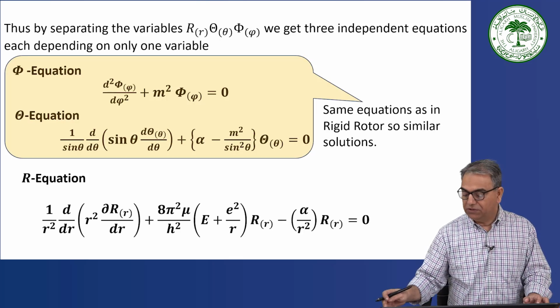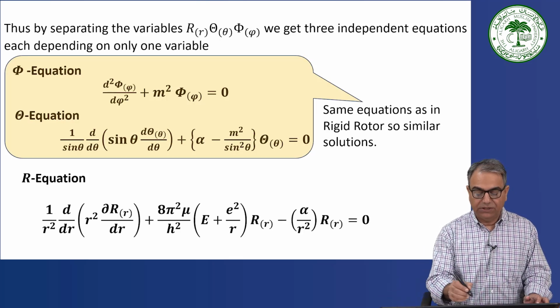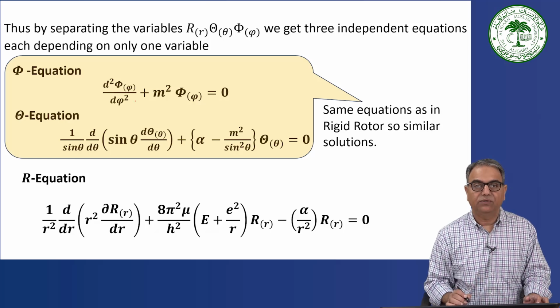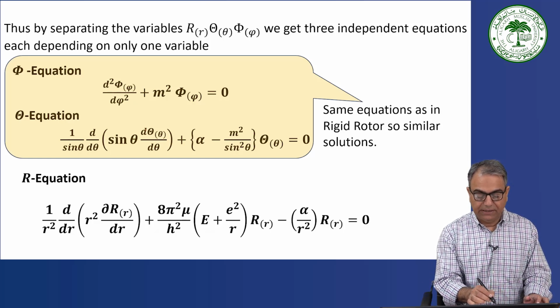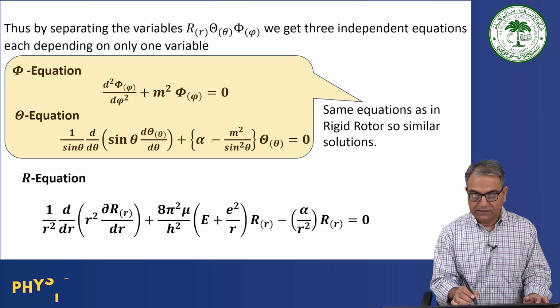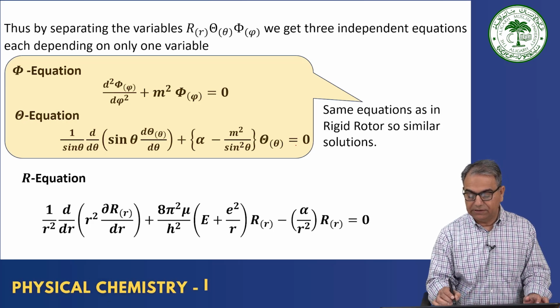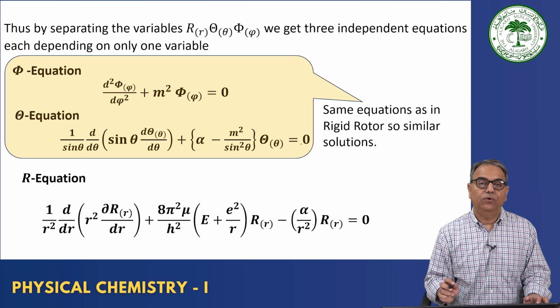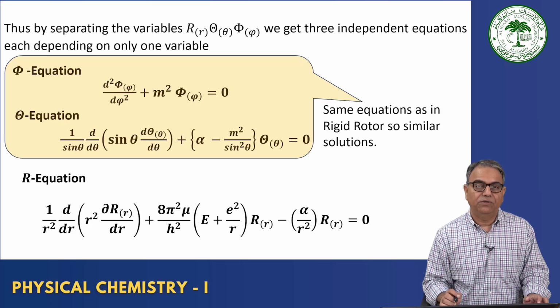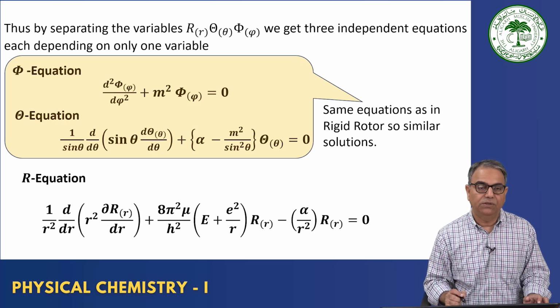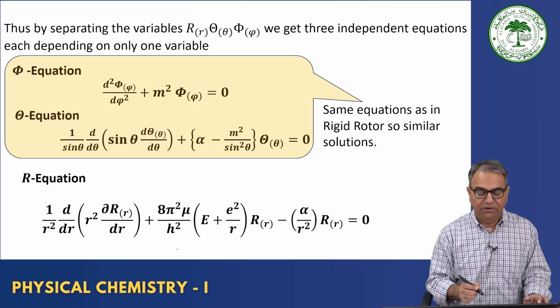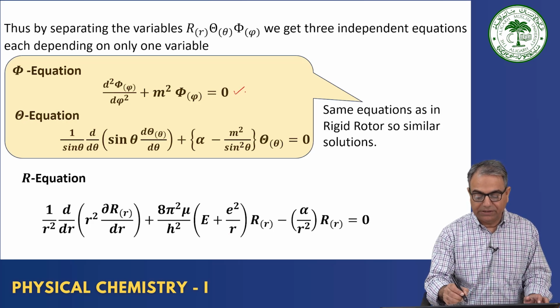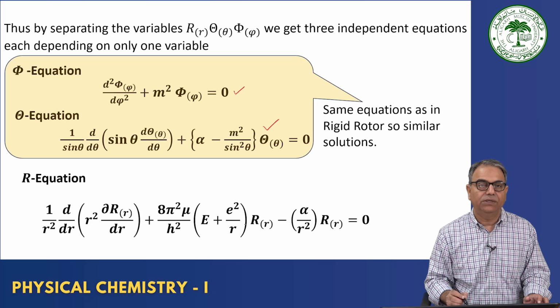So these are the equations which you obtained. The phi equation: d square phi by d phi square plus m square phi equals 0, and the theta equation is 1 by sin theta d by d theta, sin theta d theta by d theta, plus alpha minus m square by sin square theta, theta equals 0. If you go back to the slides of our previous modules and see the rigid rotor solution, then you will find that these two equations are exactly the same as we found in the rigid rotor.